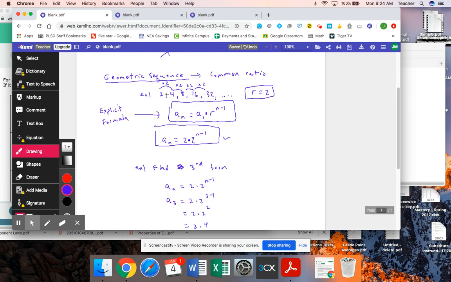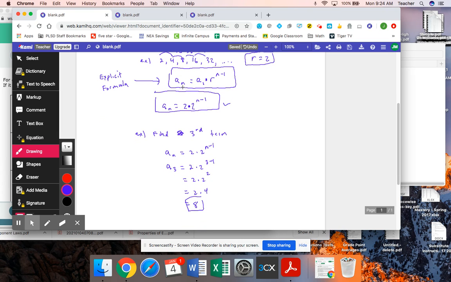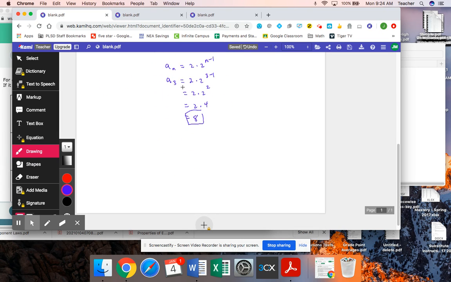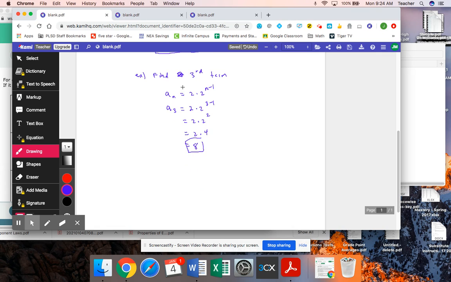Now, I knew that because I had the listing here. There it is. The third term is 8. All right, so very similar to the arithmetic, except we're dealing with common ratio. I'm going to see if I can very quickly graph it. Doesn't look like I'll be able to. Scratch that. I'll do one in the examples. All right.